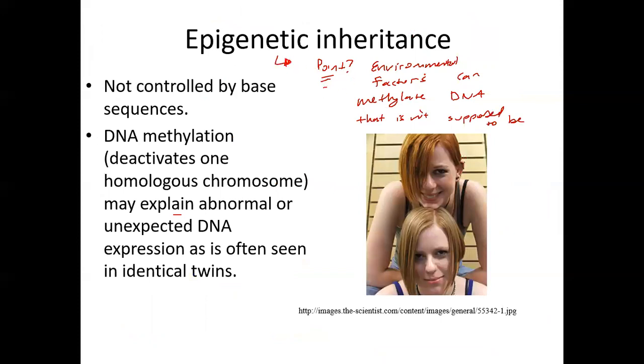The point of this is environmental factors can methylate DNA that isn't supposed to be. So things like stress, different environmental factors can actually cause DNA to be methylated that normally shouldn't be. So it's not controlled by base sequencing. That basically means the DNA doesn't change, but for some reason you're not making proteins that are needed. So think of a smoker, somebody that smokes cigarettes. A lot of their DNA gets methylated and they're not actually making a lot of collagen that should be on their skin. So that is something that is important to understand.